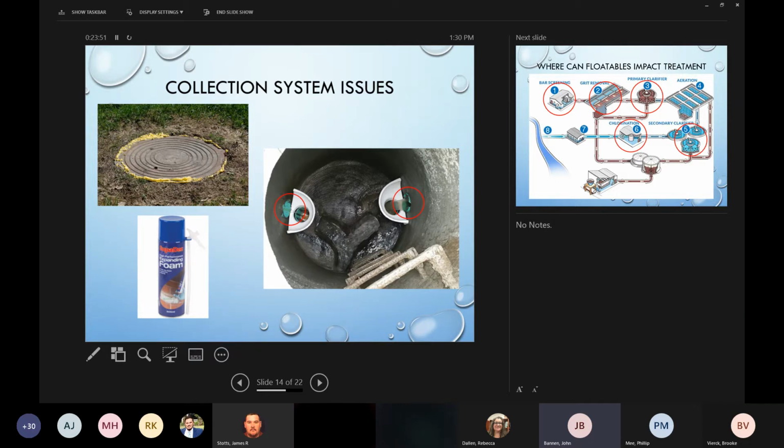I've seen this used two different ways in my career. As you see, the manhole, where they tried to use it to seal the manhole, potentially for odors or issues.